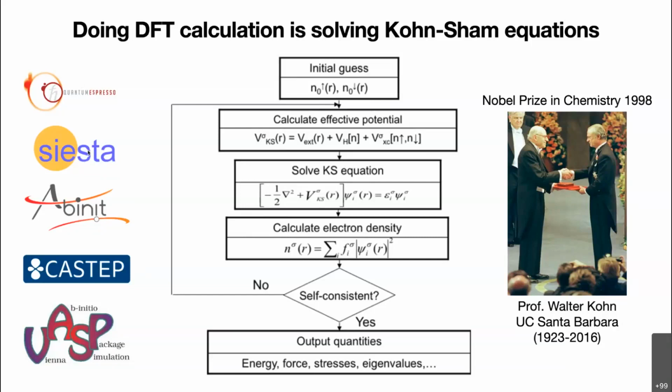Because of this contribution, Professor Walter Kohn got the Nobel Prize in Chemistry in 1998. But he passed away 5 years ago. I remember I was really sad about his death because he was a really big figure in the DFT community.